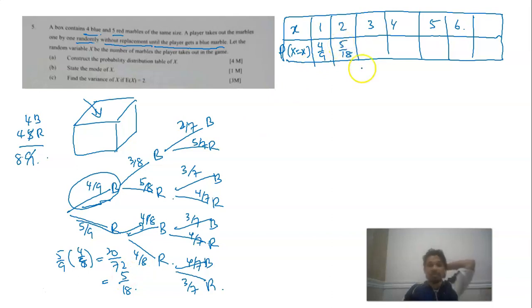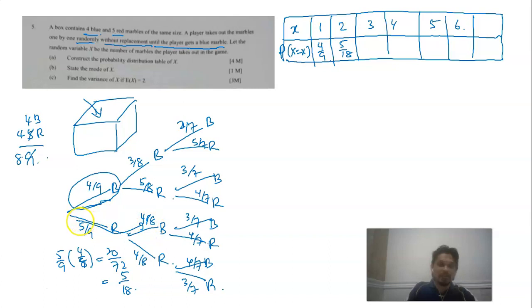For this, you need to imagine it. Once you get the blue ball, then you stop. If the first ball is blue, then you stop, and the probability is 4/9. If the first ball is red, then pick another one. Then suddenly you get a blue ball, then stop. Then it is 5/9 times 4/8.